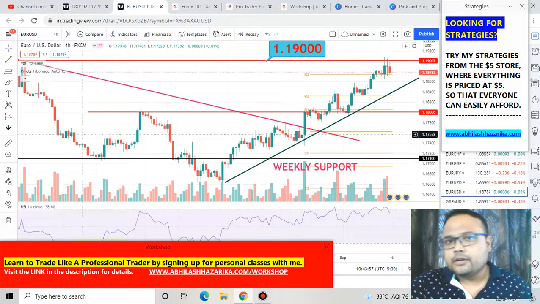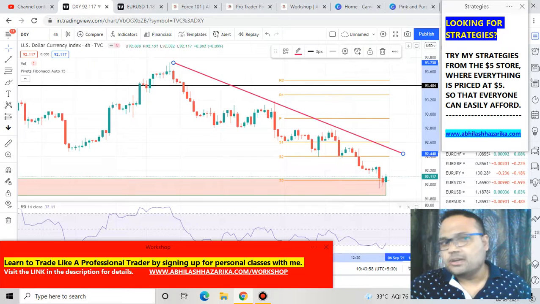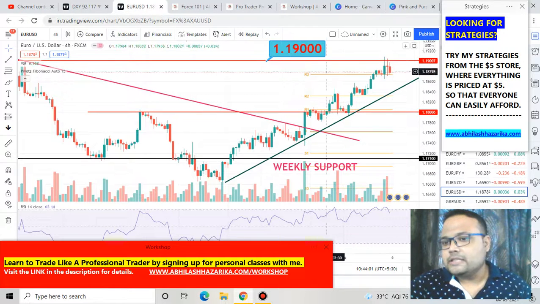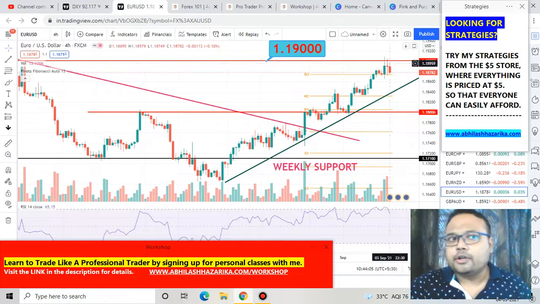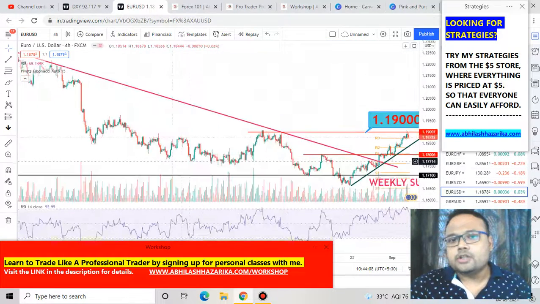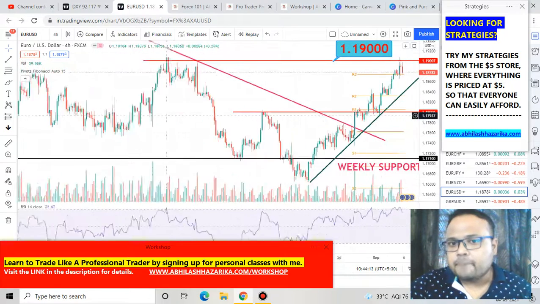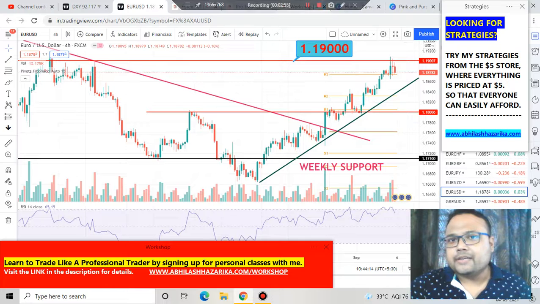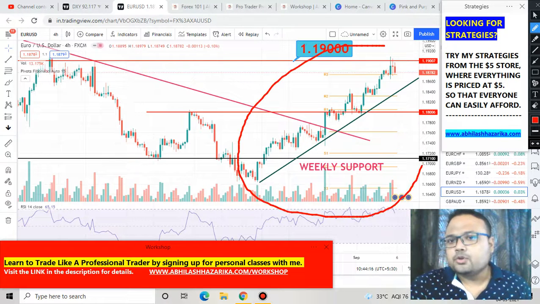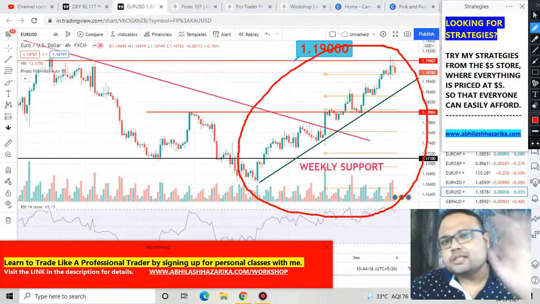So this is the scenario of the US dollar here, and you can see that just the opposite of the US dollar, we have a strong uptrend on Euro USD. If you look at the overall chart of Euro USD, we can see that overall the market is in a downtrend. But if we just look at the present trend of the market, then there is no doubt that Euro USD is in a strong uptrend.